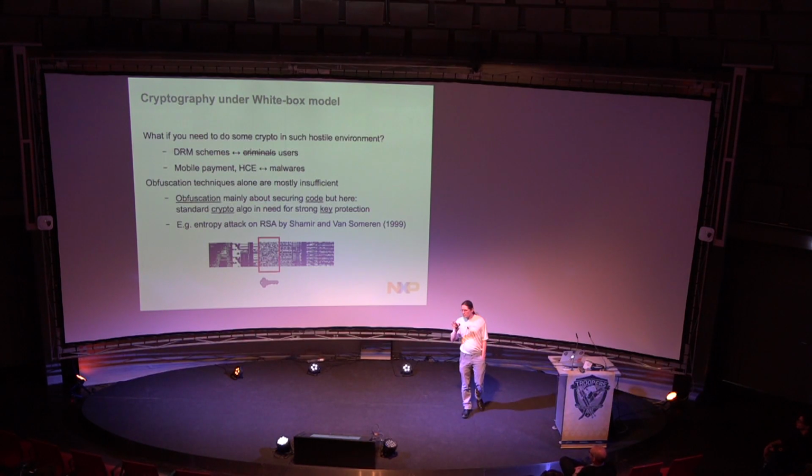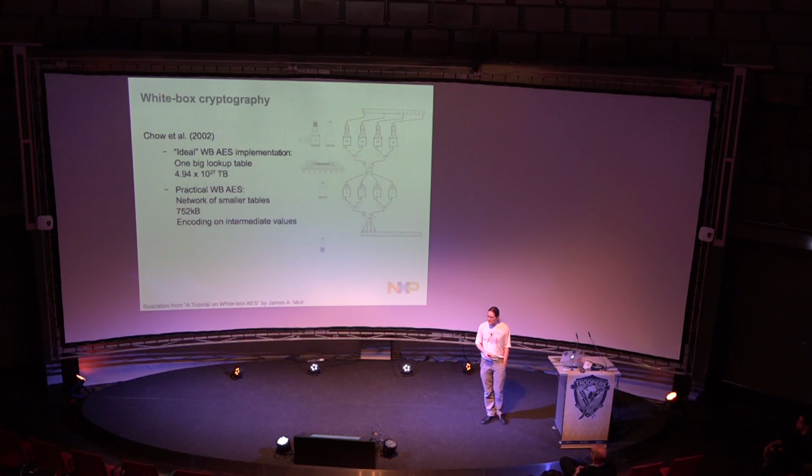You can have a pretty good guess where your keys may be. So you have to find other tricks if you want to do crypto in the white box model. And it all started in 2002 with the first paper by Cho, which is pretty well known in the white box cryptography academia. And there he says, well, there is one way to do a super secure white box.